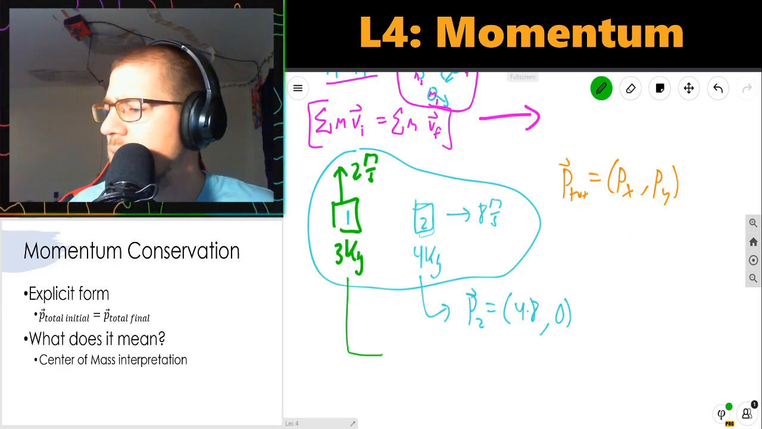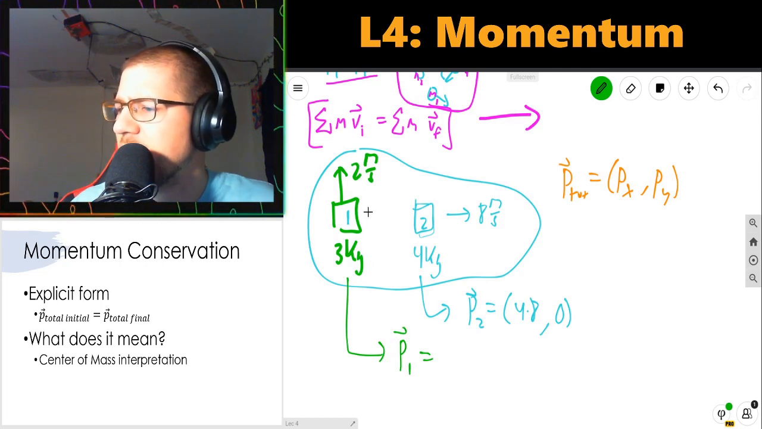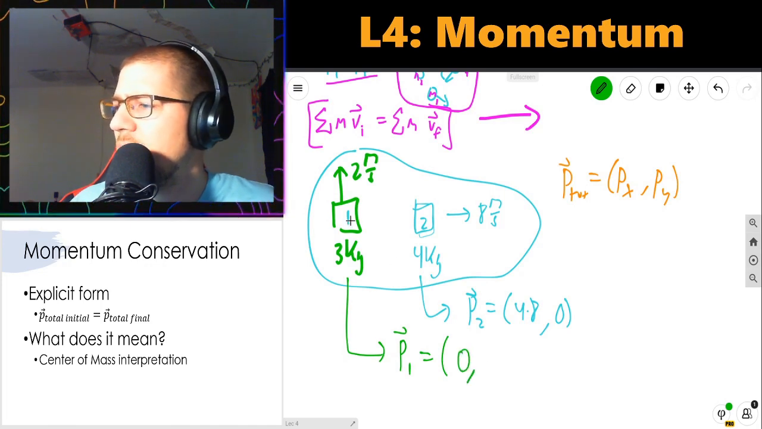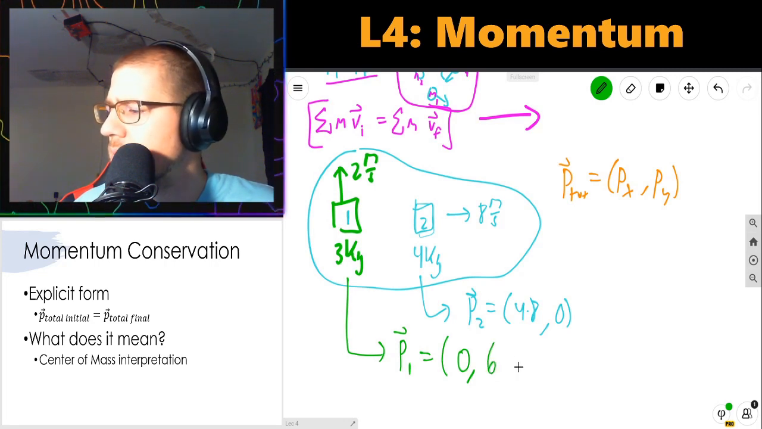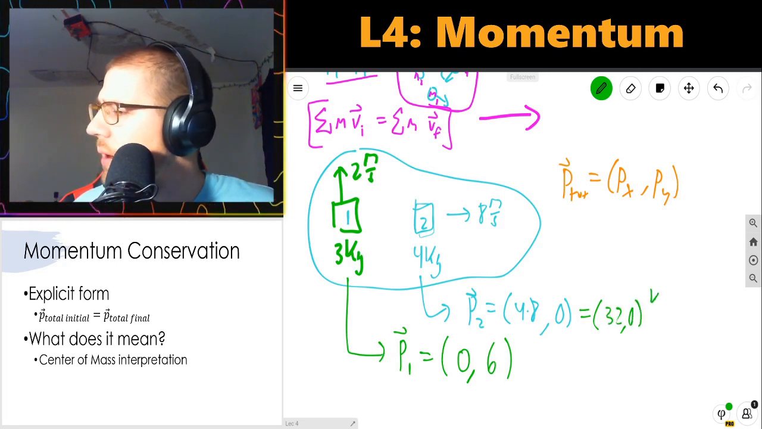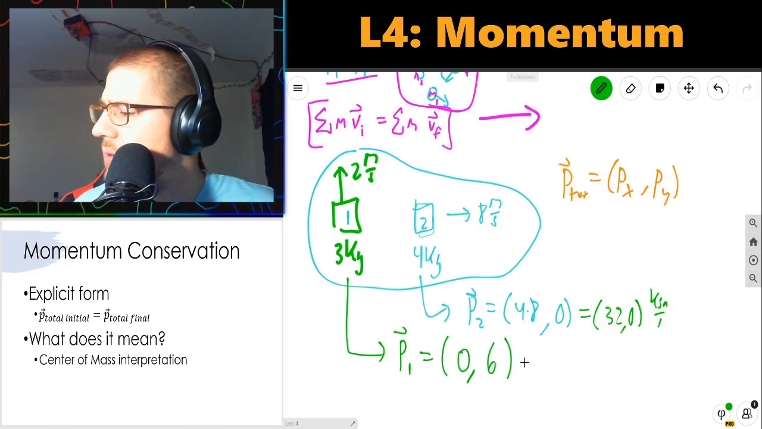For this first box, momentum 1, what's that going to be? It's going to be 3 kilograms times 2 meters per second, and there's only a vertical component. Since my horizontal component of the velocity is 0, it's 3 times 0. The y component, the vertical component, is going to be all of that, 3 times 2, so 6. So what do I get? I get (32, 0) kilogram meters per second and (0, 6) kilogram meters per second.